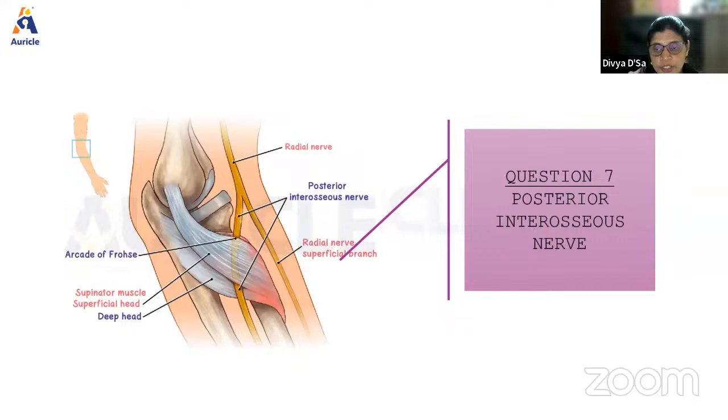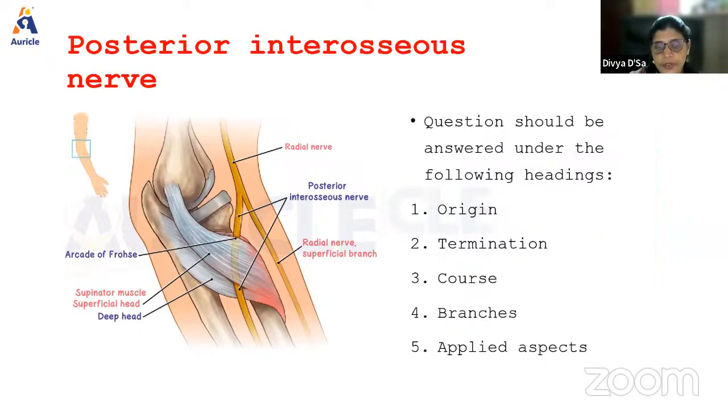Then we have the posterior interosseous nerve. Now, what is the posterior interosseous nerve? It is also called the deep branch of the radial nerve. For this nerve, you will write in the same pattern: origin, termination, course, branches, applied aspects.